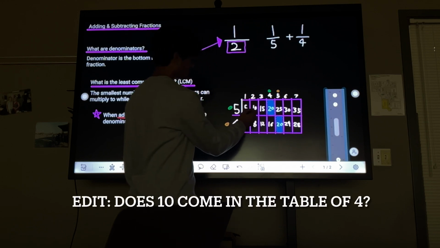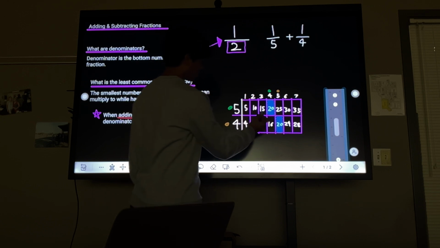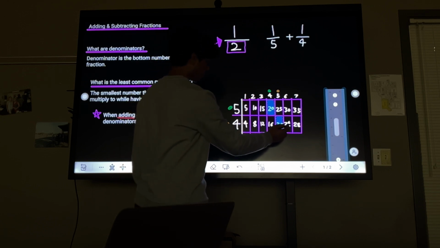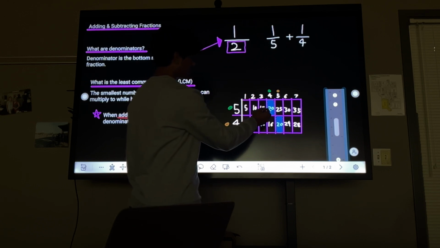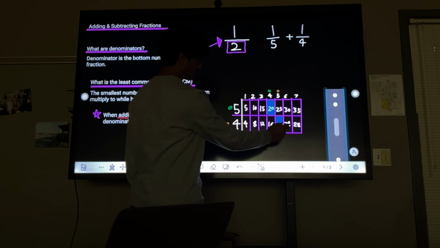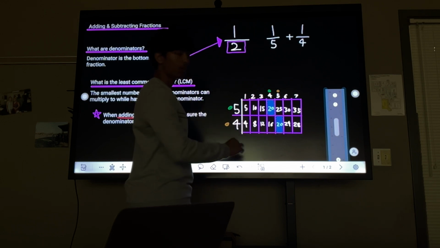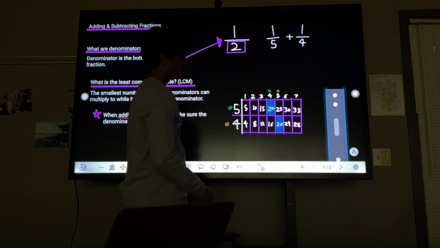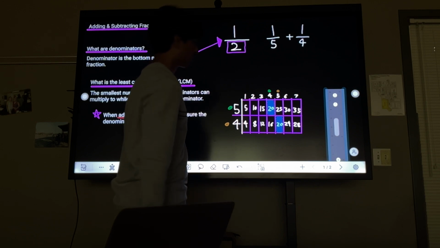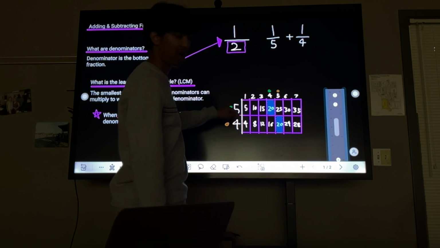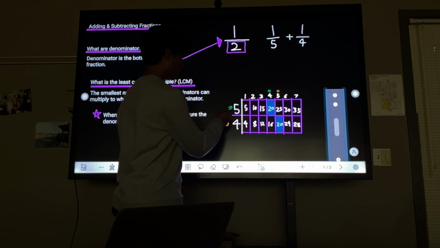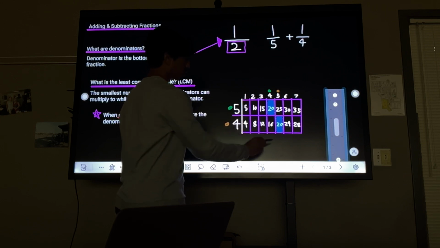So we write down the table and then we see if 5 comes in the table of 4. No. Does 10 come in the table of 4? No. Does 15 come in the table of 4? No. Does 20 come in the table of 4? Yes, it does. It's the first common number. So we see what you have to do to multiply to get 20 in both 5 and 4. We see that 5 times 4 is 20 and 4 times 5 is also 20.